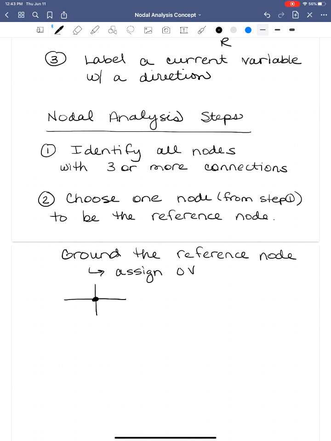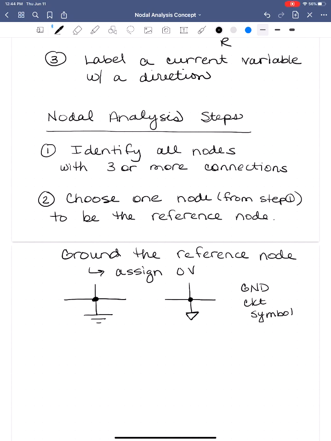We can use a series of decreasing in length parallel lines, or we can use an arrow like this. Either one of those is acceptable for a ground circuit symbol. Okay, so we're going to choose one of those reference nodes for grounding.